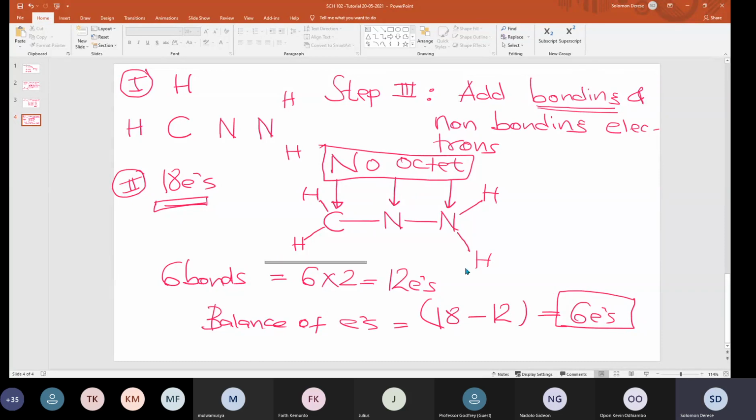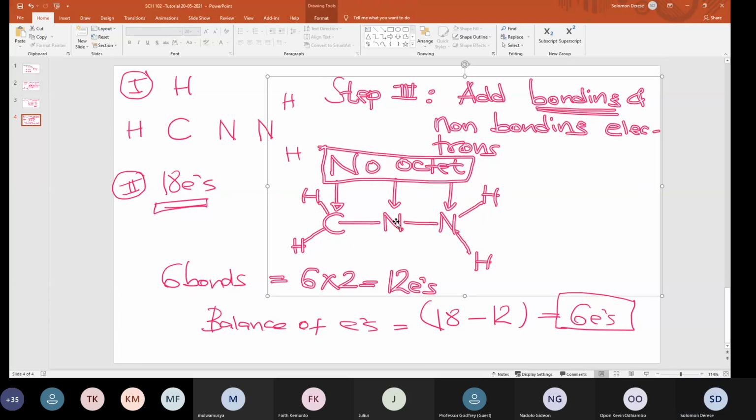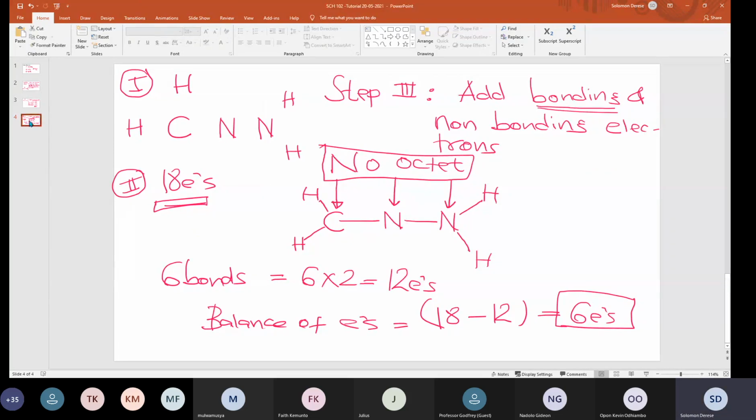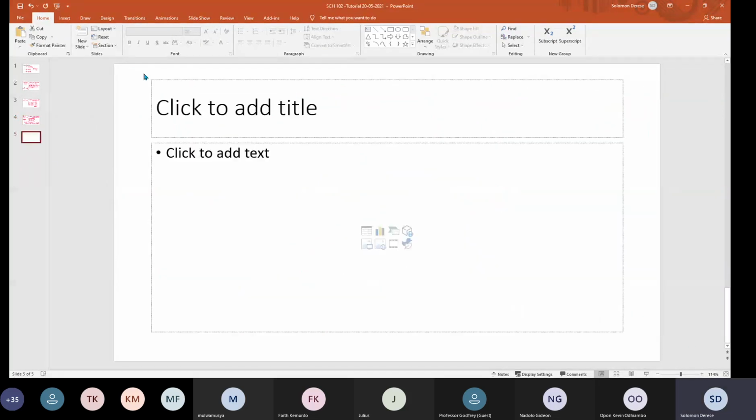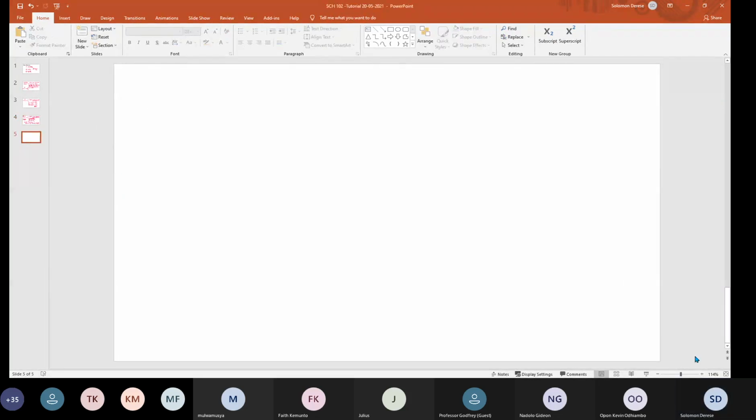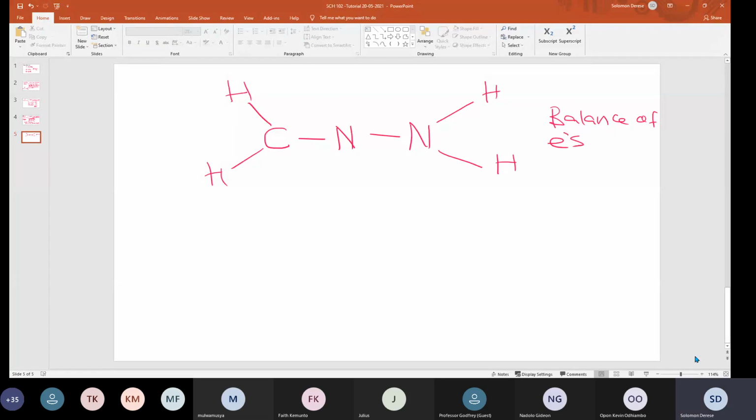Let me take this one on another page. Okay, I can redraw it. I have carbon, nitrogen, nitrogen, which is bonded to hydrogens on this side, and another hydrogen on this side. The balance of electrons is 6.